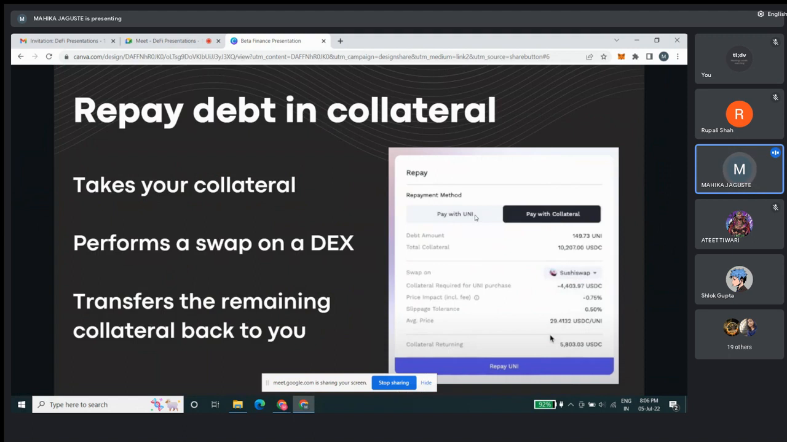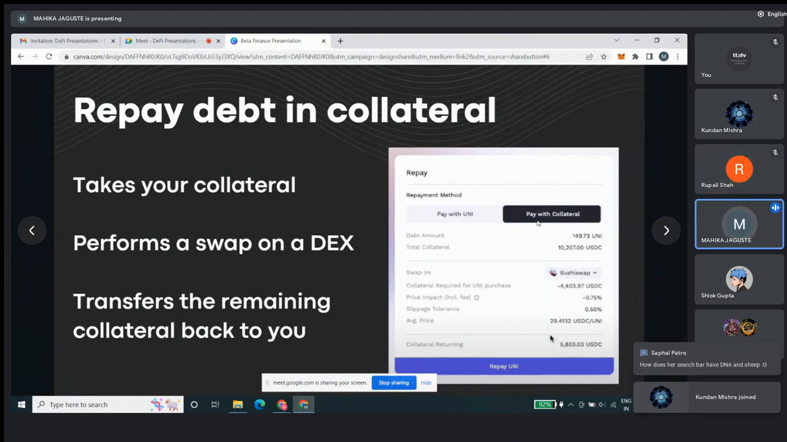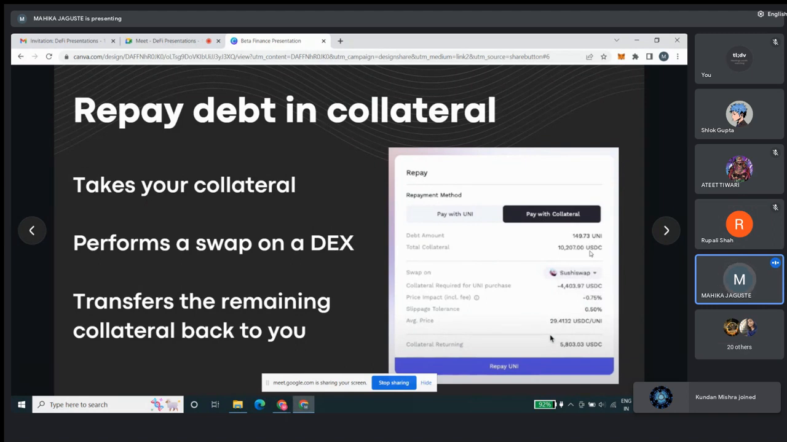And the second interesting observation was that this protocol allows you to repay your debt and collateral. So here we saw that we had shorted UNI tokens, but we also have the option to pay the debt back in USDC. On its own, the protocol will go to some decentralized exchange and get back the UNI tokens, and the remaining collateral will be sent back to you.